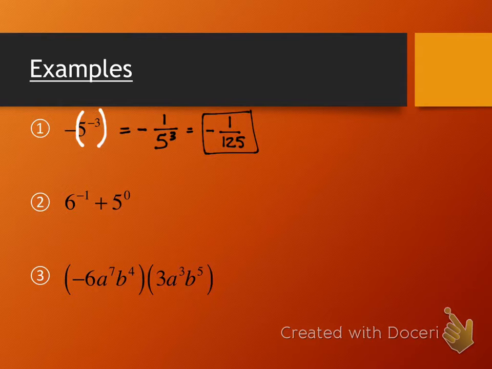All right. So with that same idea, how would I rewrite on number 2 the 6 to the negative 1? Yeah, it's 1 over 6. Or you could write 1 over 6 to the 1, right? But it's 1 over 6.